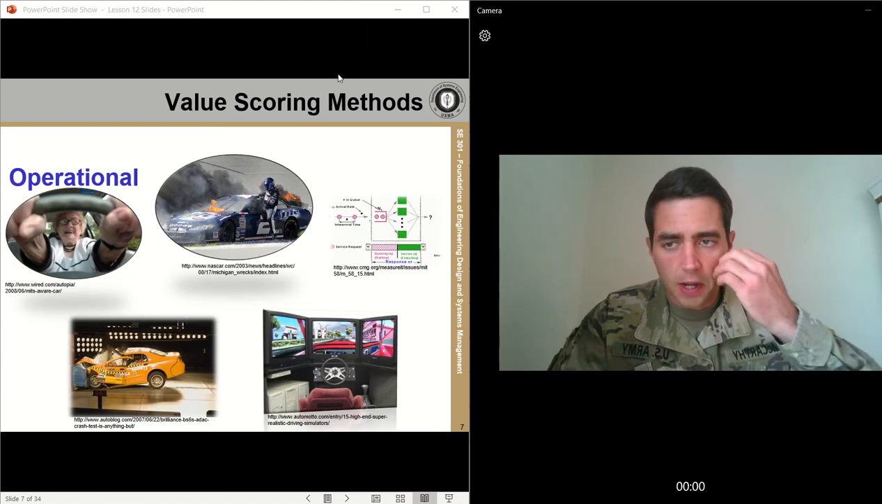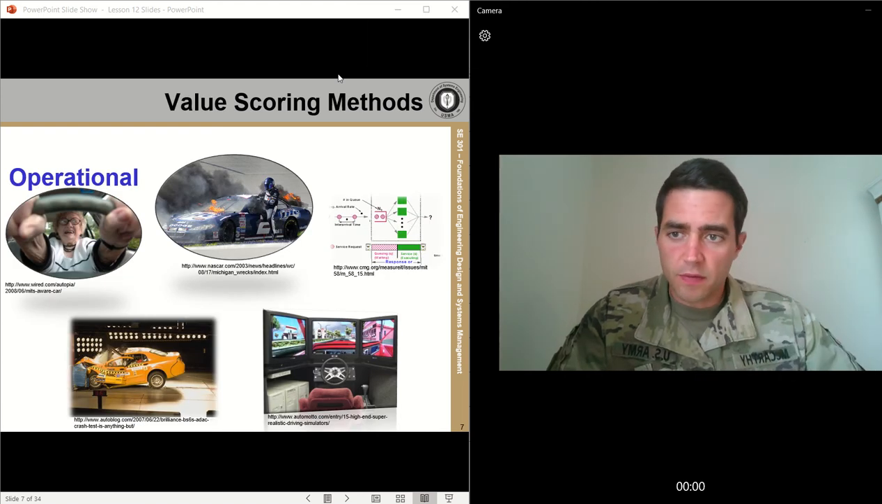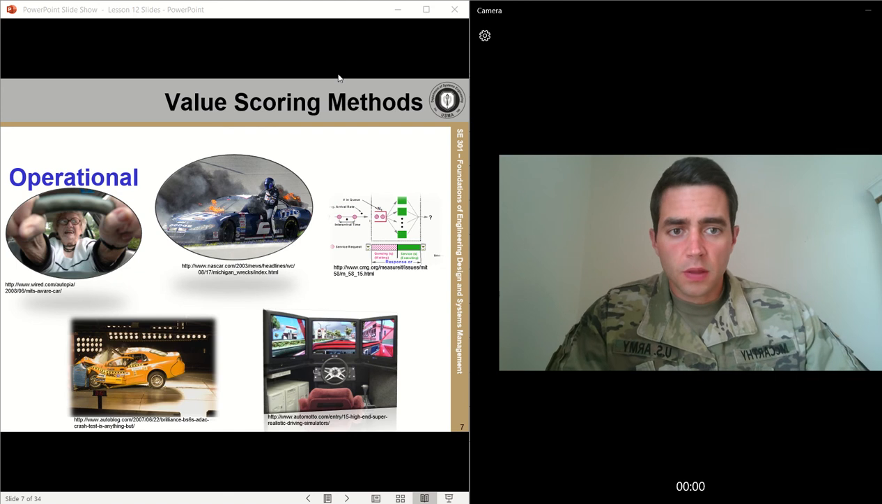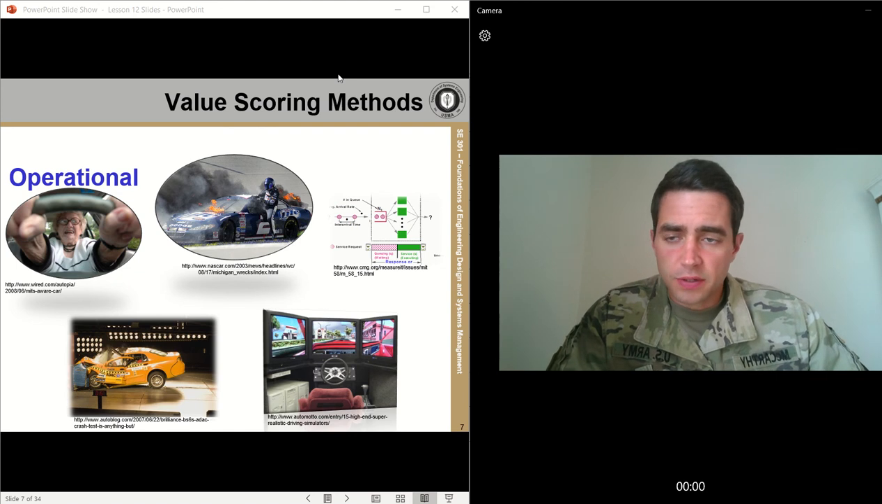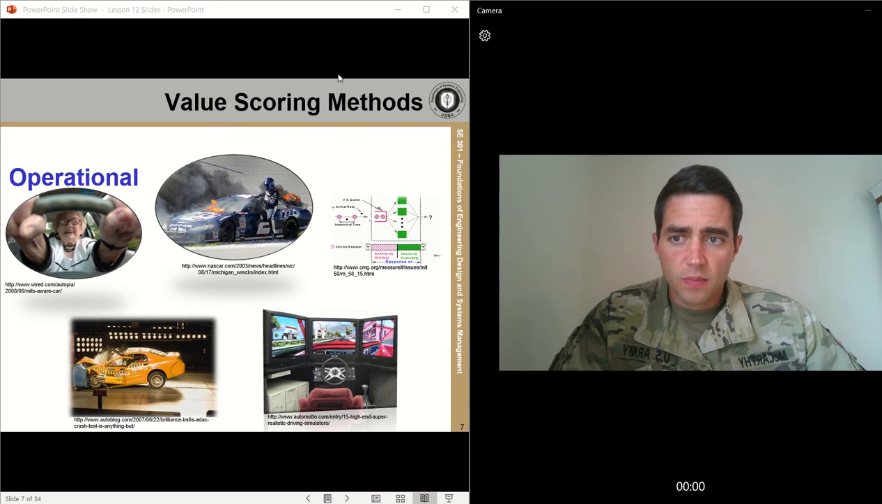One way to get data for our different alternatives is through the use of operational data. And operational data is really historical data or numbers that exist from pre-existing systems that are very similar to ours or similar to the alternatives that we're generating.